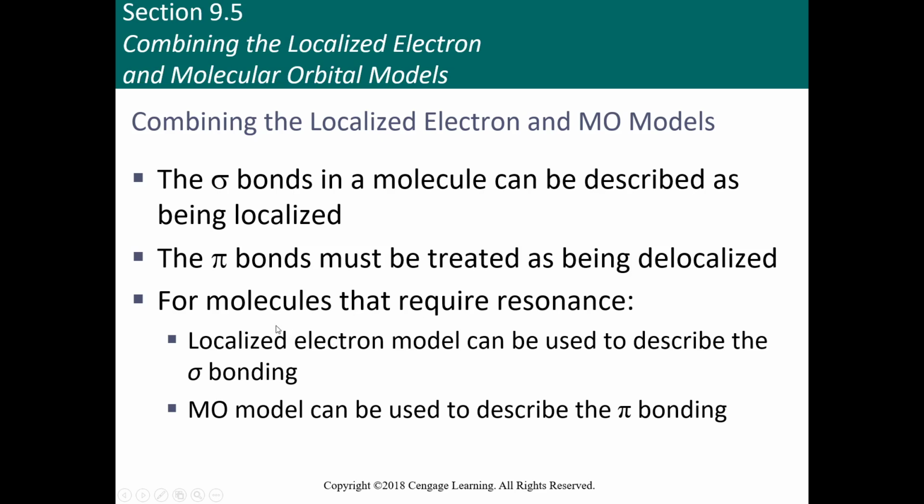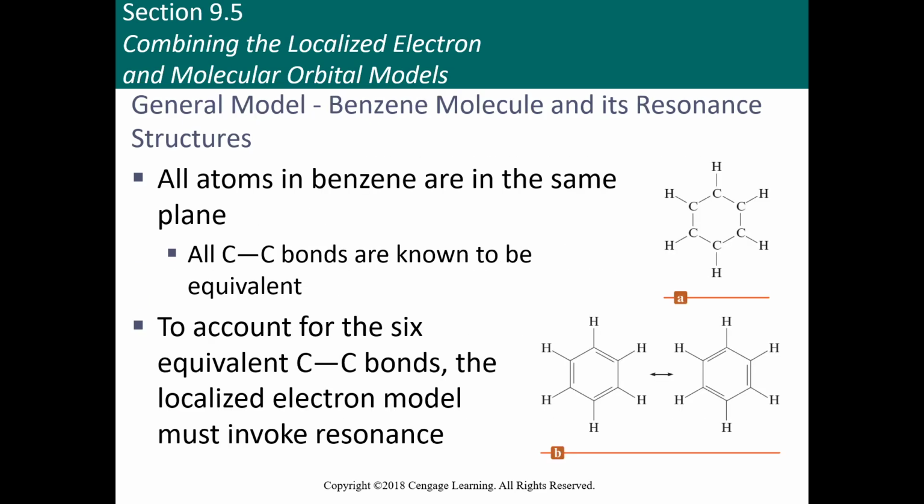For molecules that require resonance, your localized electron model can be used to describe the sigma bonding. Those localized electrons will be your sigma bonds. The MO model can then be used to describe the pi bonding. And your pi bonding electrons will be your delocalized electrons that are being shared kind of strangely and moving around. Those are those resonances. You always notice, if you look at the resonance structures, there's always a single bond in all those places. It's the doubles and triples that are moving around.